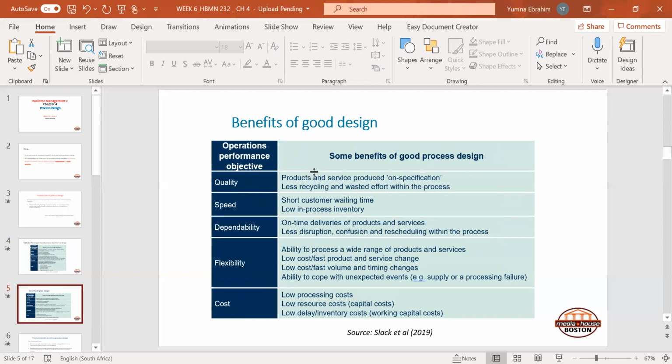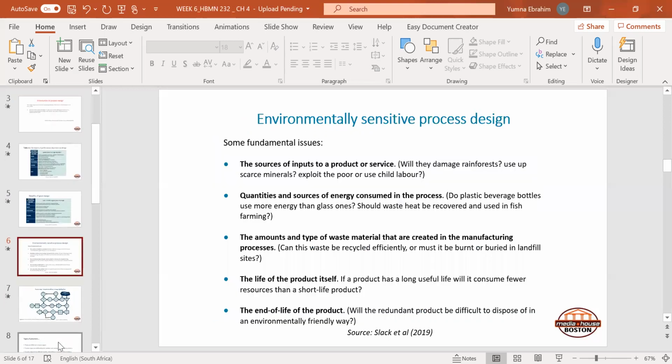Okay, so what are some of the benefits of good design? So if you design your process well, in terms of quality, speed, dependability, and flexibility, these are some of the benefits. You can look through that. Now, in today's time, there's a lot of emphasis on being environmentally friendly. So a lot of firms produce goods, and then at the end of the life of the good, you dump it. For example, what happens to batteries? You dump them. Is that in an environmentally friendly manner?